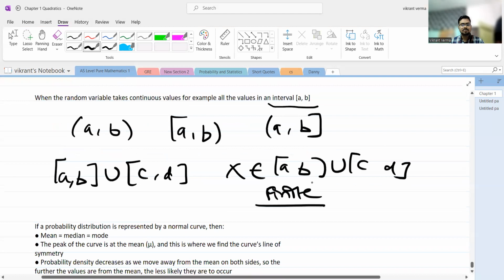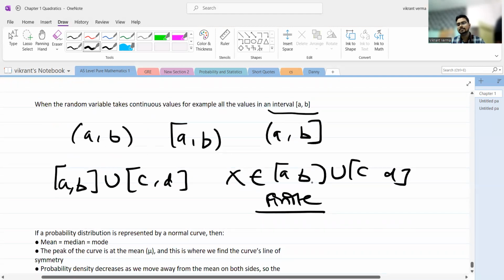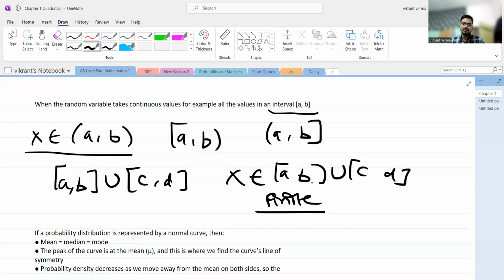Unlike the case of a discrete random variable, where the values were infinite but you could actually count them, here you cannot count. For example, if it is taking the values from A to B, then you cannot count the number of elements present inside this interval. So this was how a continuous random variable is.